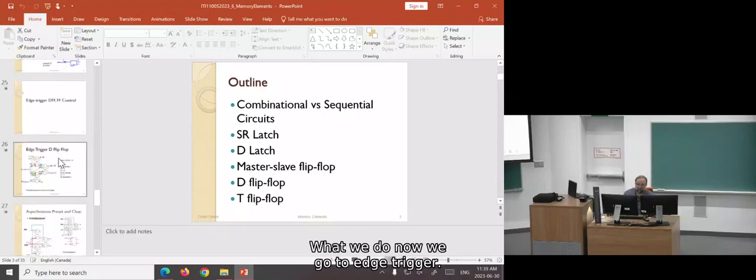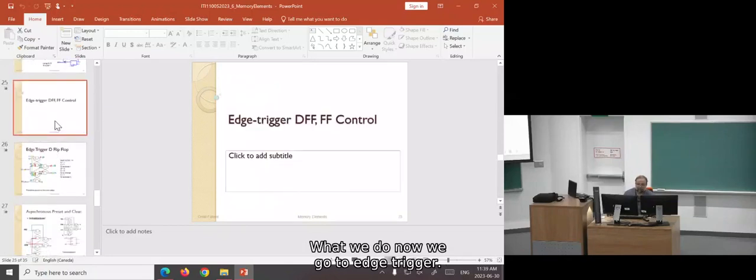So what we do now, we go to edge trigger. Remember, we talked about master-slave, the latch, and we told you that it is good. It solves the problem of transparency, but still it is some kind of level. If during the level the data changes, then it won't be good.